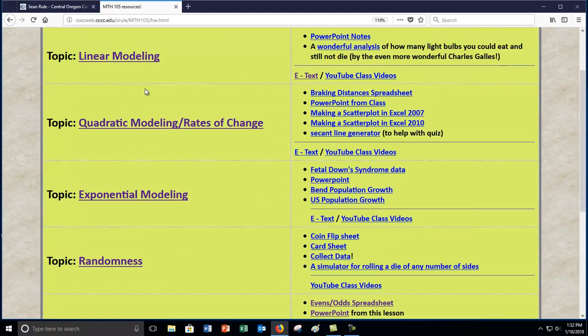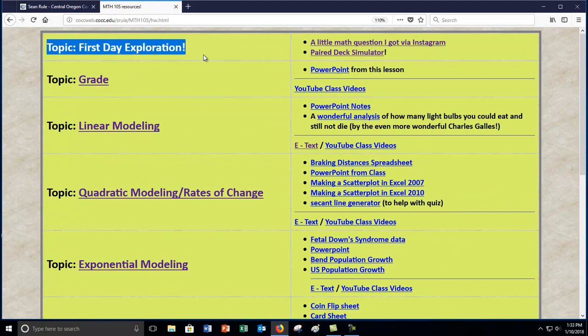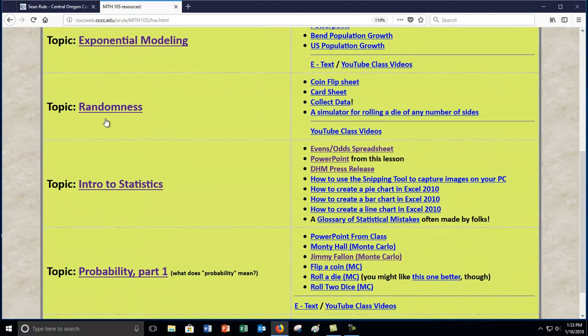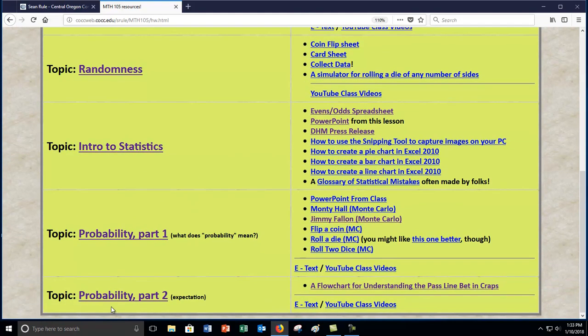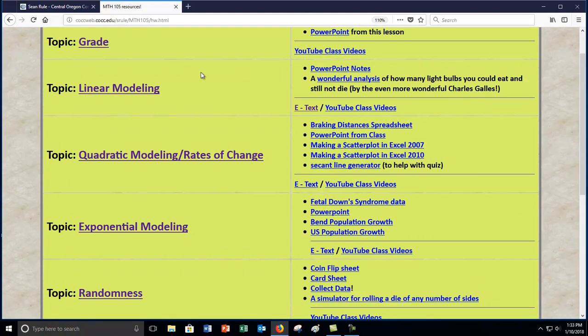If you go down this left side, the first day exploration, which has a fancier name than that, we'll talk about it in class. Grade, linear modeling, quadratic modeling, exponential modeling, randomness, intro to stat, and so forth, probability. Those are the topics we're going to explore in this class together. And we're going to go in roughly this order.